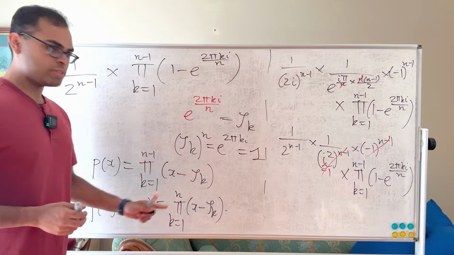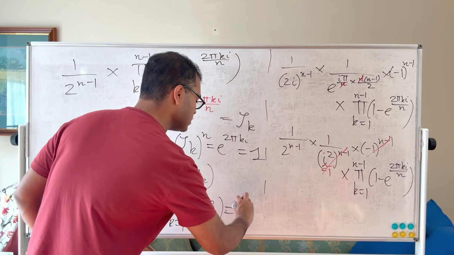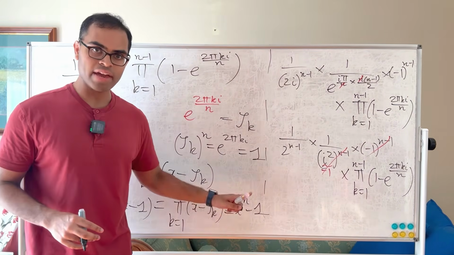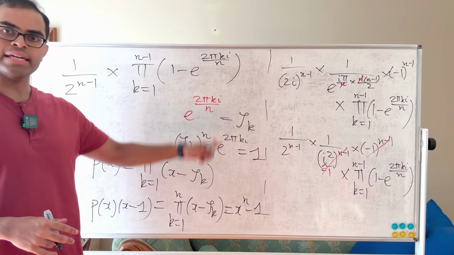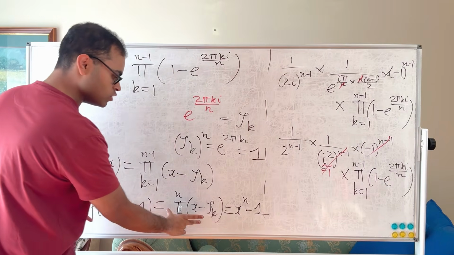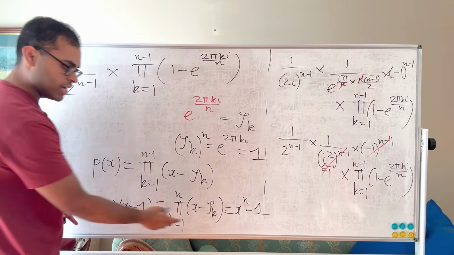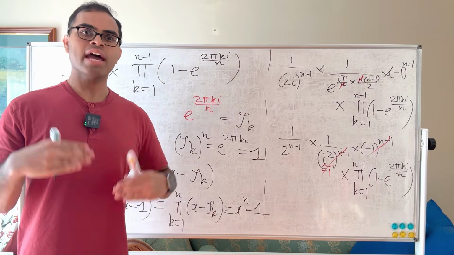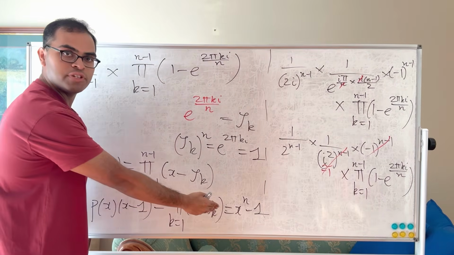And now here's the cool observation. This is actually just going to equal x power n minus 1. Why is that? Because the roots of x power n minus 1 are all the zeta k's from k varies from 1 to n. So these two polynomials, P of x times x minus 1 and x power n minus 1, have the same roots. They're all the roots of unity. And so they have to be equal because their leading coefficients match too.